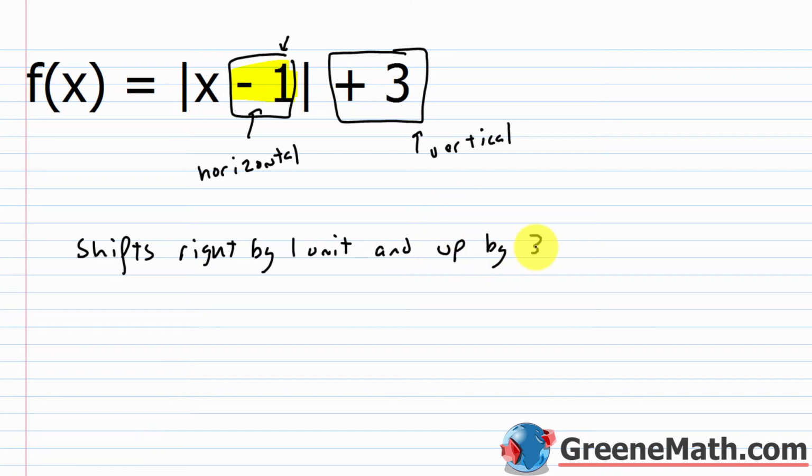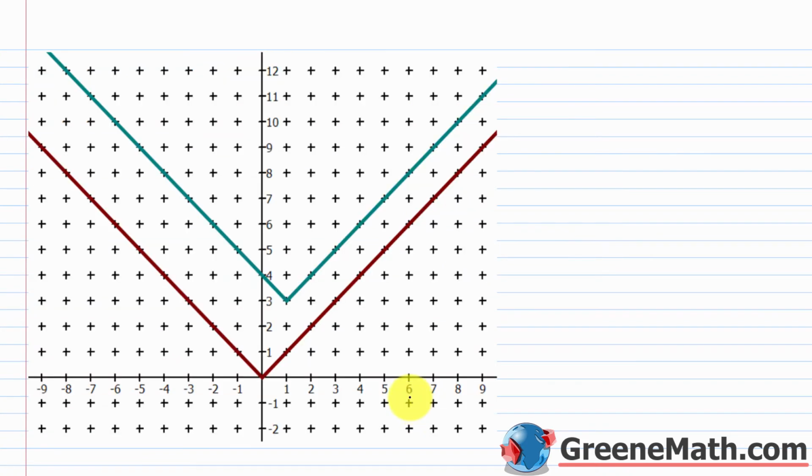Up by 3 units. So here's a graph of, again, the original. Here's a graph of the guy that shifted. So it went up 1, 2, 3, and to the right 1. So there's your new lowest point. And you can take any given point and go up 3 units and to the right 1. You'll be on the new graph.